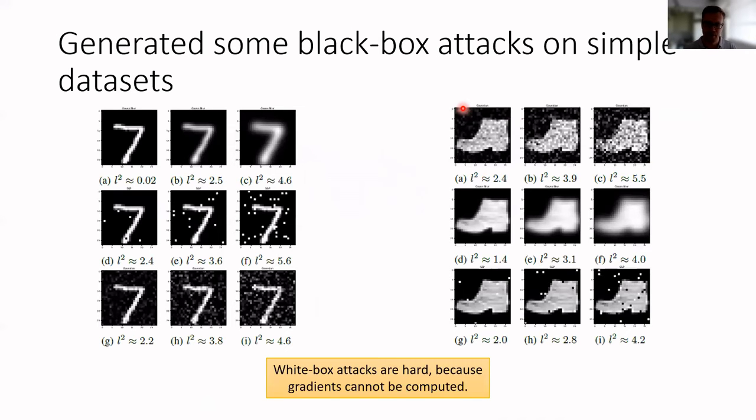This works for simple data sets like MNIST or Fashion MNIST, which is like MNIST with pieces of clothing, shoes, shirts, pants, whatever.